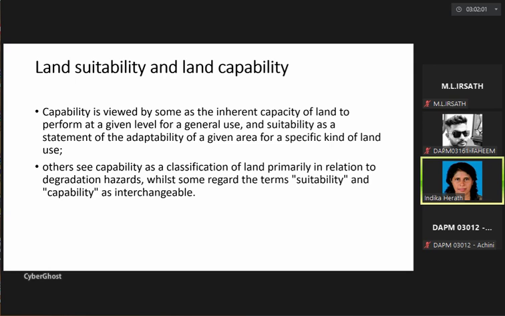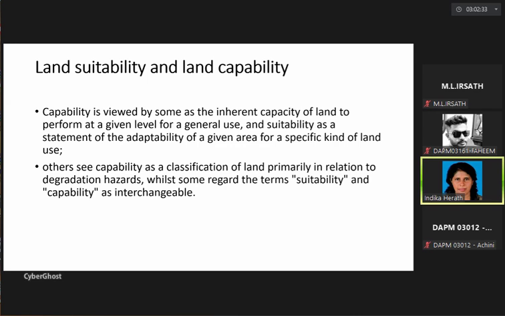Okay, yeah. So we have been talking about how we can characterize land to identify its use for various purposes. And one thing I want to highlight from the previous things that we discussed is land suitability and land capability. There was a question how we can differentiate these two. So that's why I added this one.